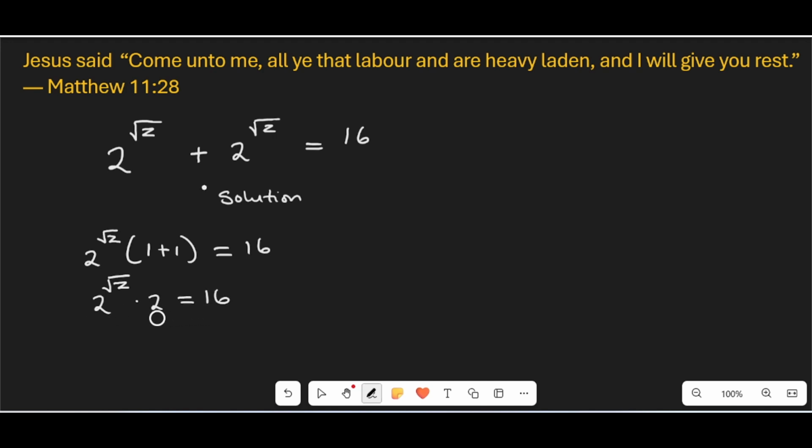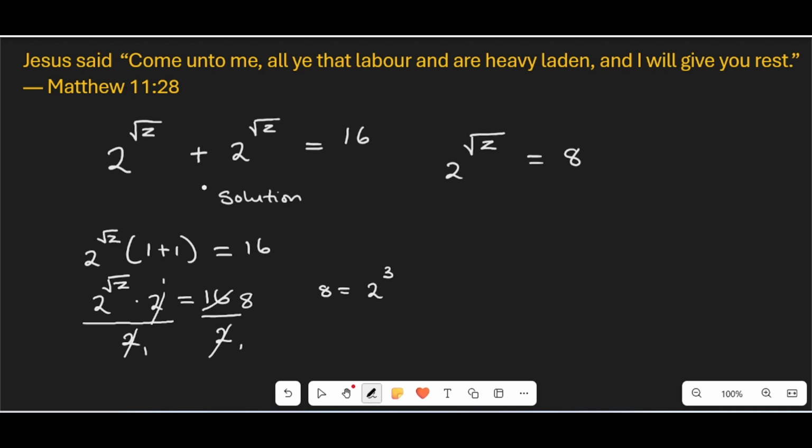So let us divide both sides by 2. 2 over 2 is 1, 2 over 2 is 1, 16 over 2 is 8. So the equation becomes 2 raised to power root z equal to 8. But I want you to note that 8 is equal to 2 raised to power 3. So we can substitute 2 raised to power 3 for 8 in this equation.